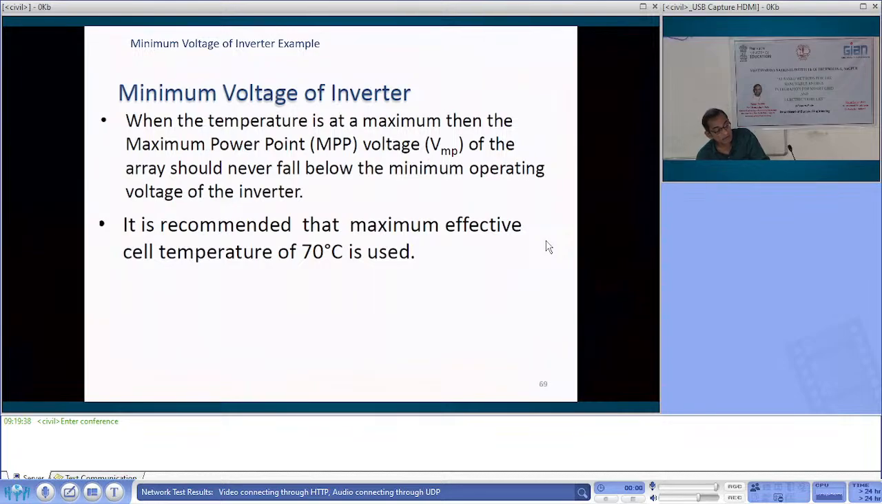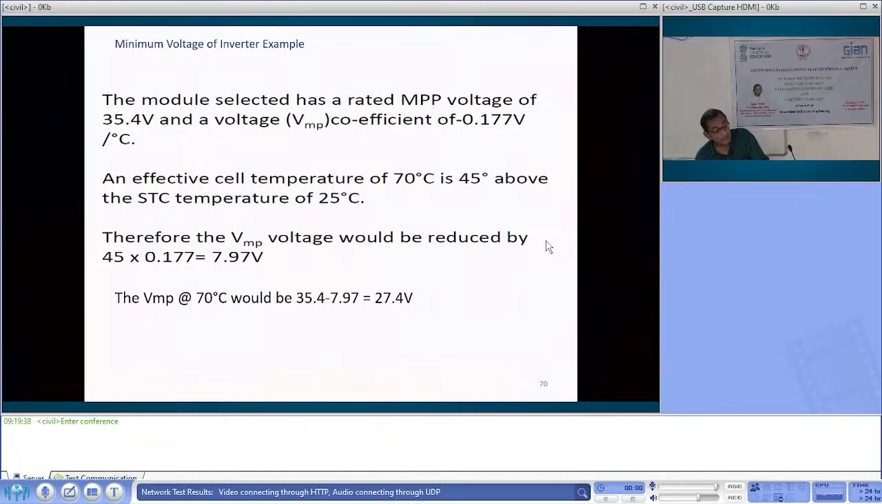Minimum voltage of the inverter with the value of VMPP as shown in the curve, and the inverter example they are given where VMPP value changes. Okay, due to the coefficient, which is a negative coefficient of minus 0.177 volt per degree Celsius, it means that as temperature increases, voltage will decrease. Negative, that is given by the manufacturer.